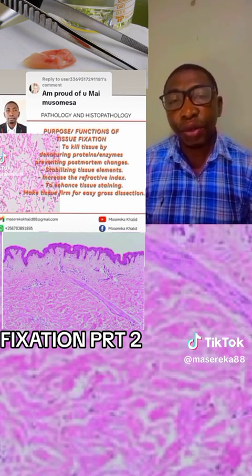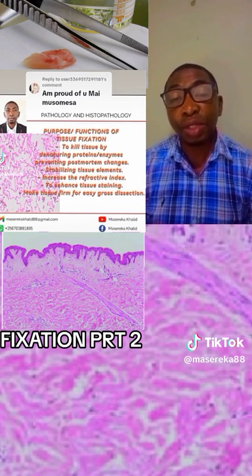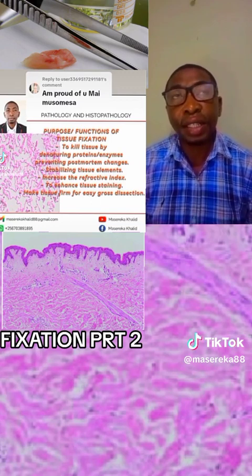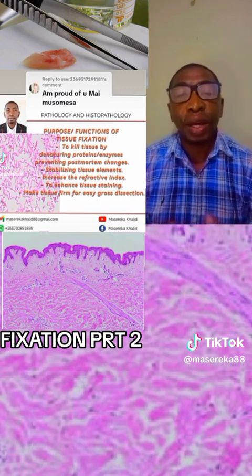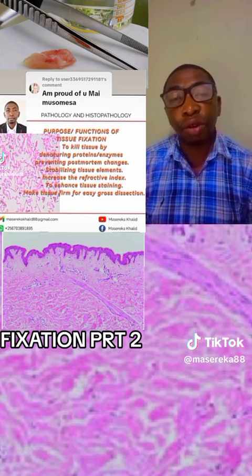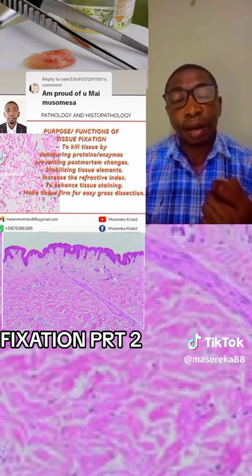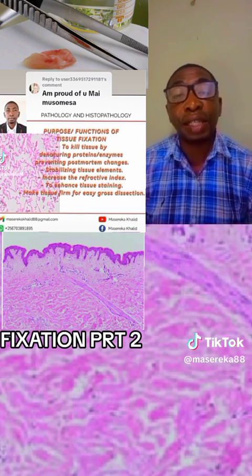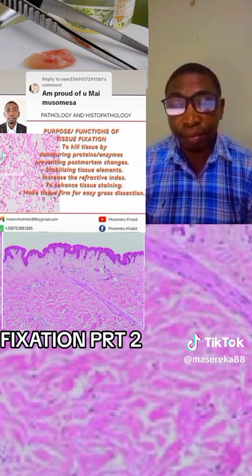As we said earlier on, once postmortem changes occur, and we process this sample up to staining and examination, we are likely to report false positive results, and autolyzed tissues sometimes fail to stain.